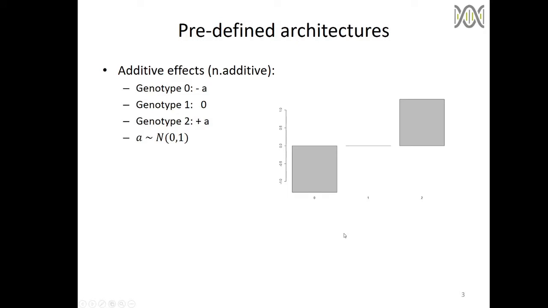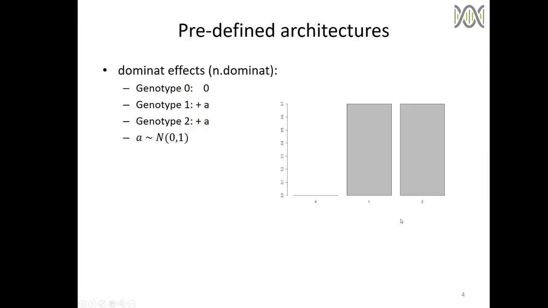In terms of the predefined architectures, the first one are purely additive effects. In this case, we are putting an effect on a single marker and are simulating a single effect drawn from a random normal distribution with mean 0 and variance 1. And as such, the effect of 0 and 2 are polar opposites, and a heterozygous individual in the marker will have no change to that trait.